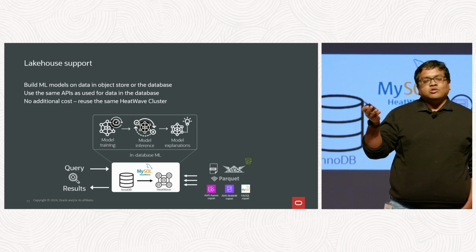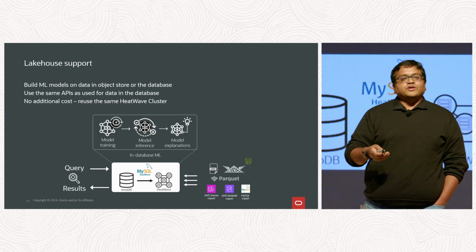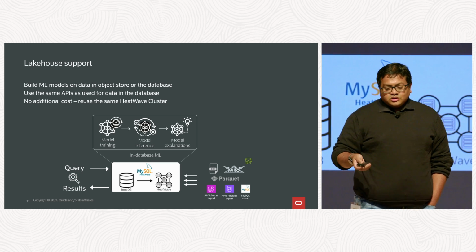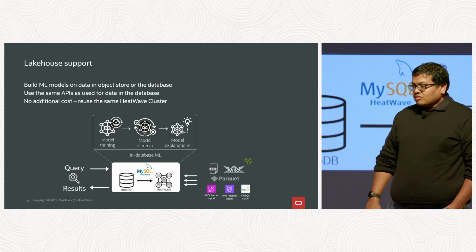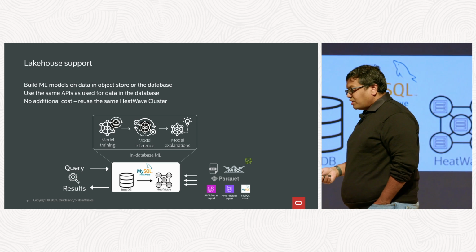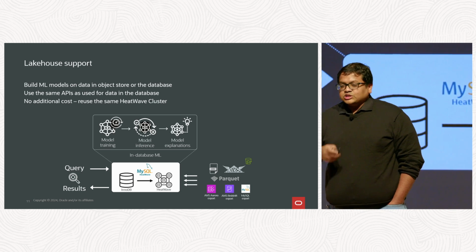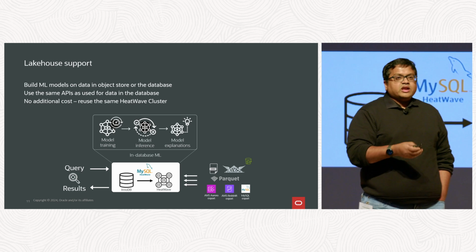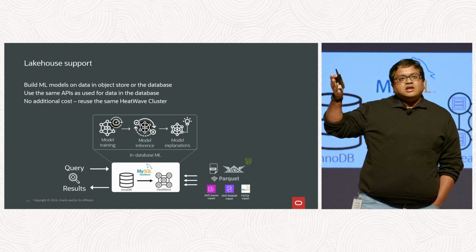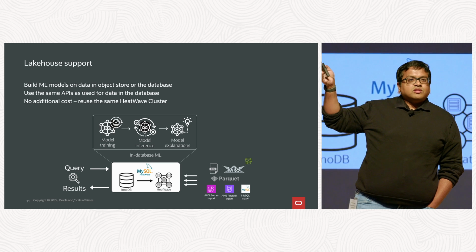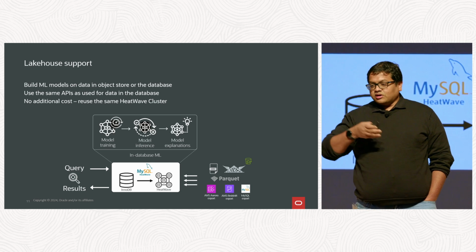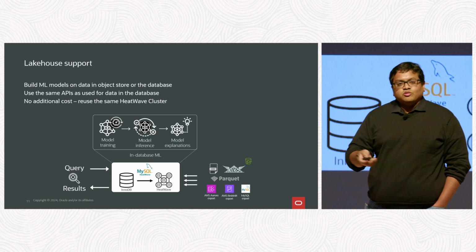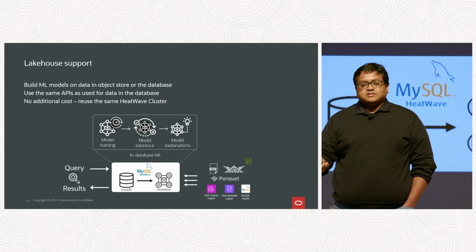You don't actually need to load the table yourself. We will do it for you. We will figure out the schema of the table automatically, and we'll actually do the training as well. All of this uses the exact same APIs that I talked about earlier. It just works. So data can be in an InnoDB table, or it can be a CSV, a Parquet file, an Avro file, whatever Lakehouse supports. All of that should just work. And of course, there is no additional cost to any of this. You use the exact same HeatWave cluster.